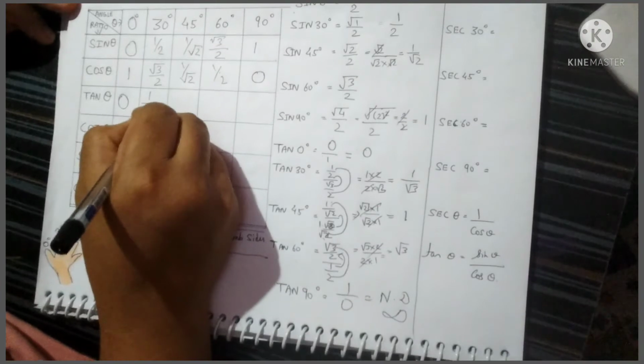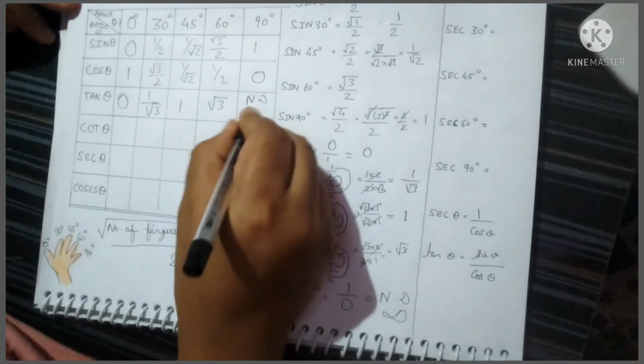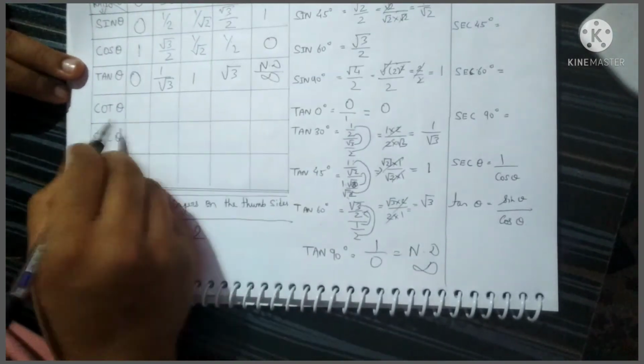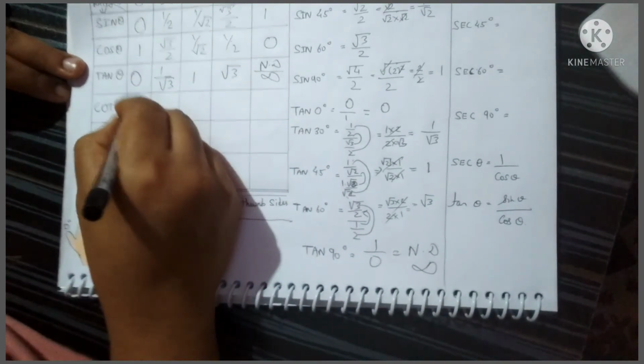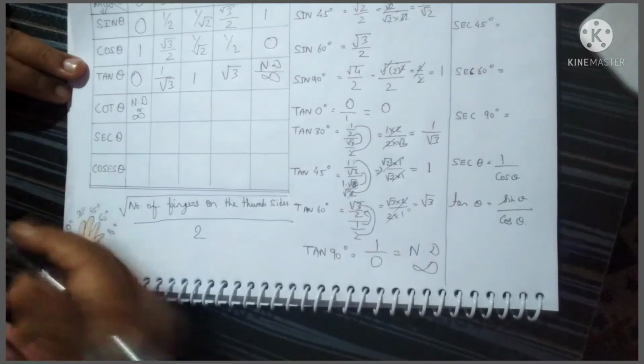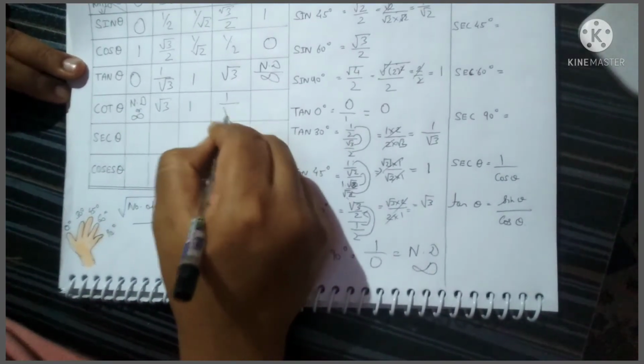Now we will fill up all these values of tan theta. Now cot is just the opposite of tan theta. We will reverse the values as we reversed the values for cos theta. So first will come not defined, infinity, then root 3, then 1, then 1 by root 3, then 0.